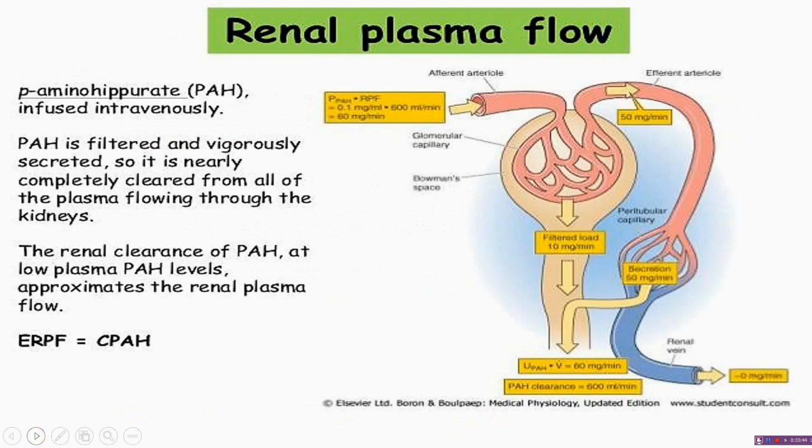The renal plasma flow is measured by a substance known as para-aminohippurate, PAH. Now this substance is filtered and vigorously secreted, so that it is completely cleared from all the plasma flow. Its concentration is almost zero in the renal vein. It is completely cleared, and at low plasma levels, it approximates the renal plasma flow.